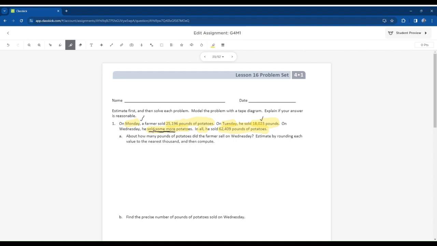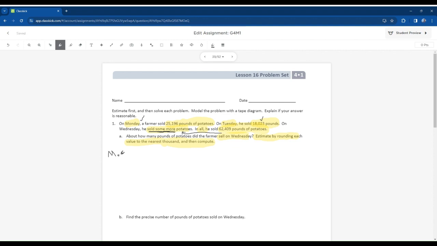Letter A says, about how many pounds of potatoes did the farmer sell on Wednesday? So that's what we need to figure out. We need to figure out this mystery number of how much he sold on Wednesday, because remember, the problem doesn't tell us. We're going to start by estimating first. We're going to estimate by rounding each value to the nearest thousand, and then we can do our arithmetic. So let's start by rounding each of these.